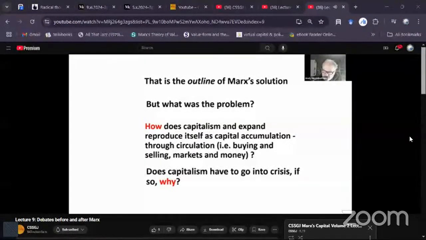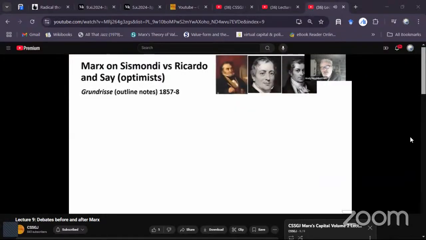But there's a deeper question behind that question. That's a how question, but there's also a question about the functioning of capitalism as a system. Can it function in a non-crisis way, or must it go into crisis? I'm saying that because I now want to change gear and go back to the deeper theoretical inheritance before Marx. This is where the politics and the political economy begin to merge.